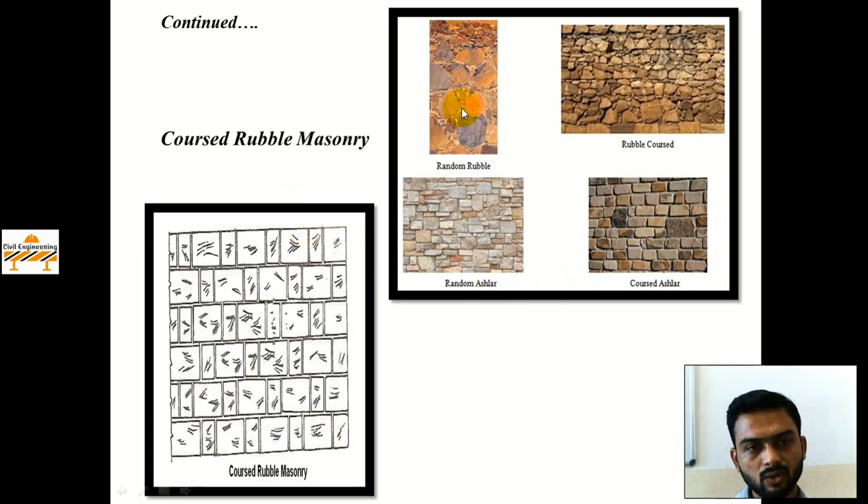Now in this pictorial view, you can see what actually coursed rubble masonry is. Here you can see in each layer of the course, the height of the stone is the same, whereas thickness or width may vary.